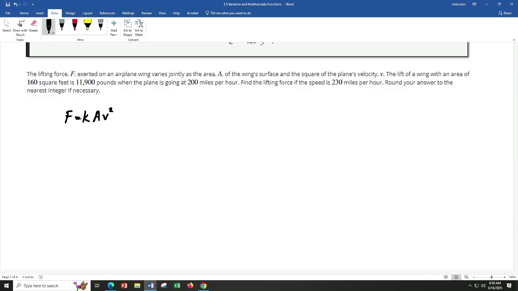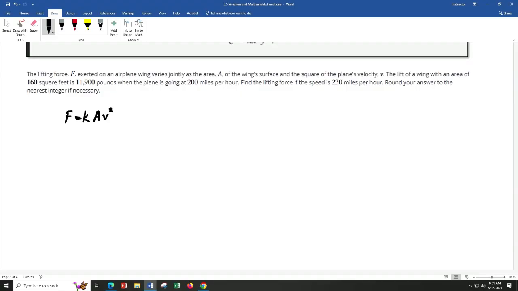If someone asks, what is velocity? Just say speed with direction. That's it. So notice they're going to give me some information now. They said the lift of a wing with an area of 160 square feet is 11,900 pounds when the plane is going 200 miles per hour.